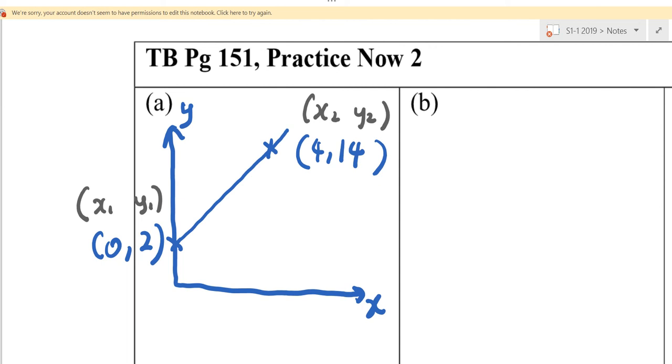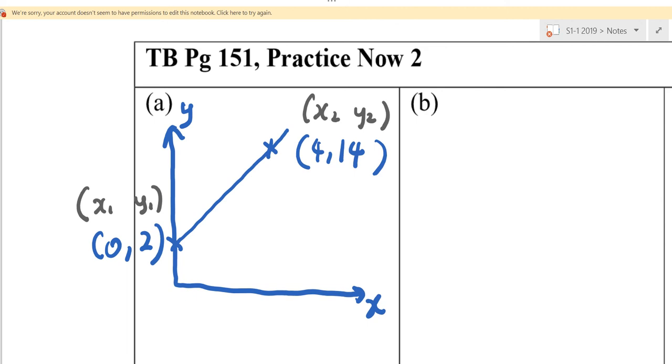So can you tell me what is the number for x1? 0. Can follow? What's the number for y1? y1 is 2. Can follow? What's the number for x2? 4. What's the number for y2? 14. Can follow? So you number.